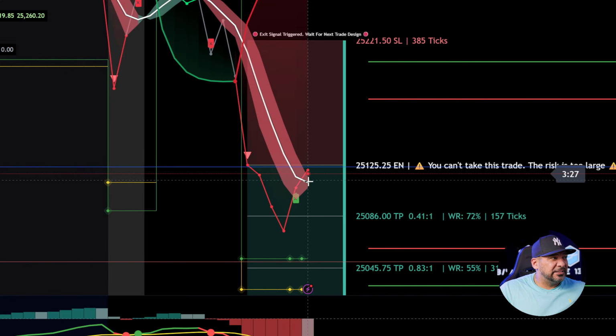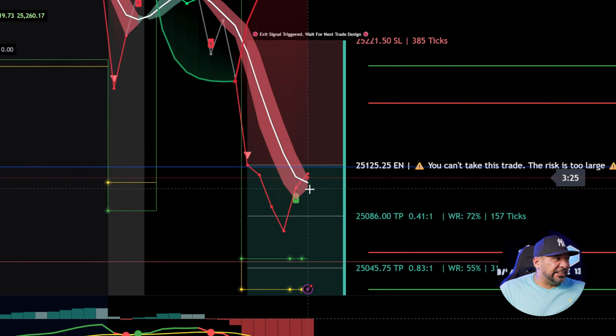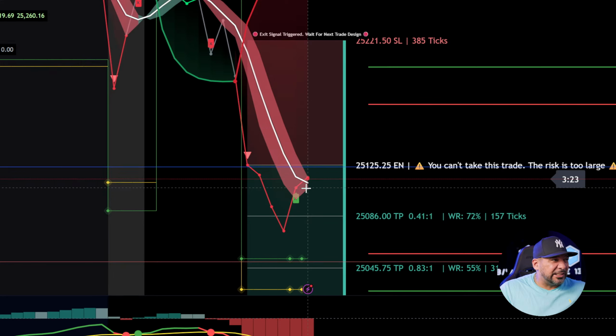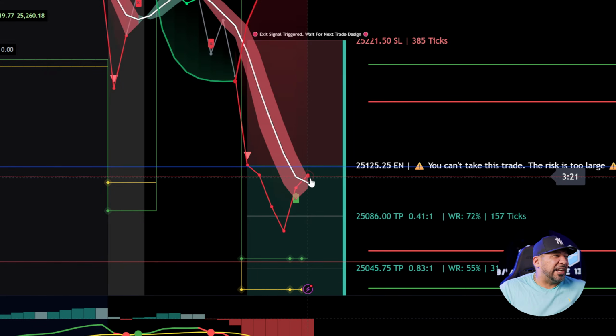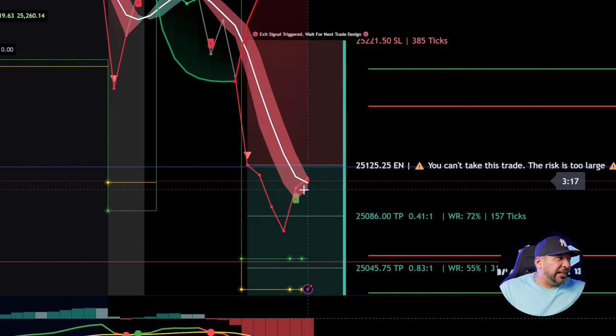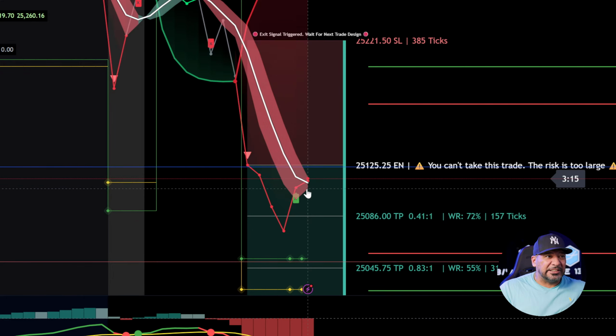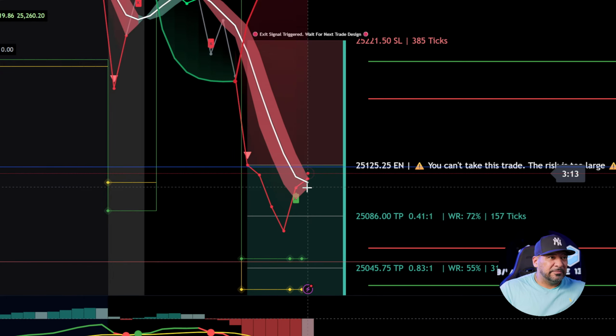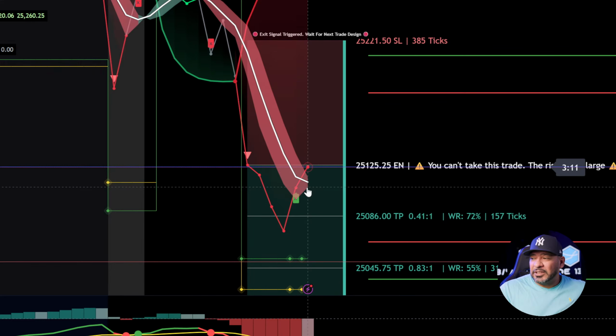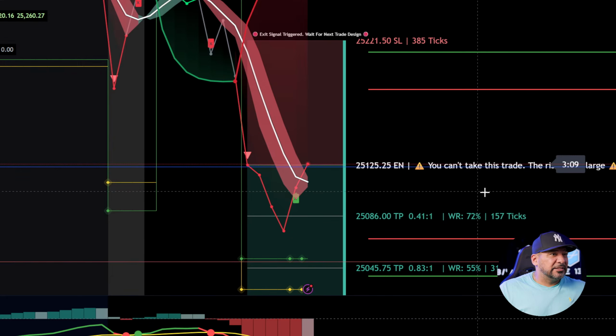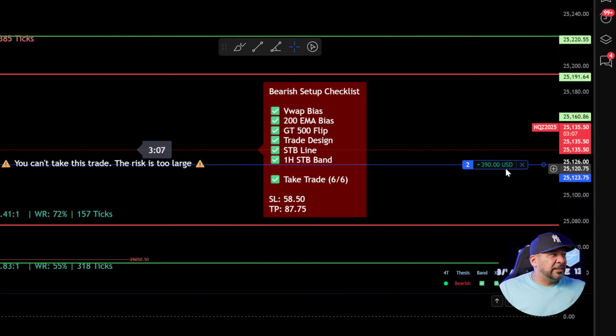Does that make sense? The reason why I take this risk is because coming to the other side of the band, that risk is so small. So I have to take it. That's the only way I will take a trade like this. Does that make sense, guys? And there we go.